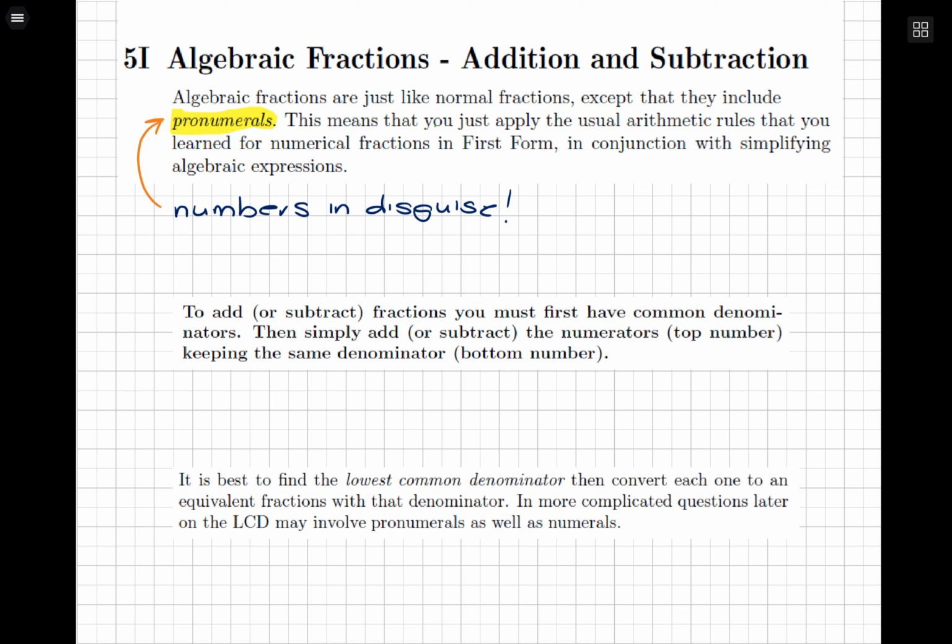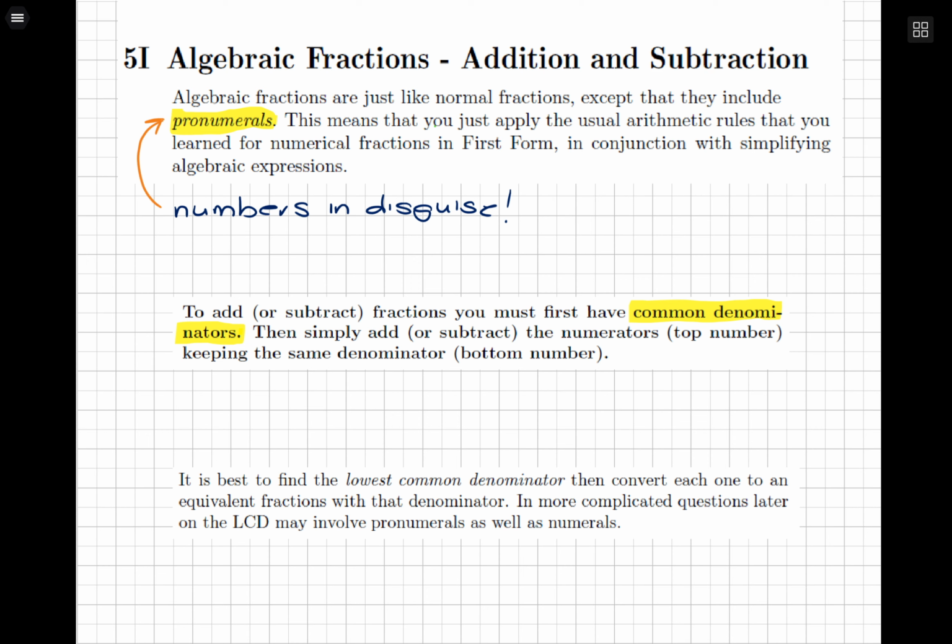The second paragraph says to add or subtract fractions, you must first have common denominators. They need to have the same value on the bottom of the fraction. They need to be talking about the same kind of fraction. And once you've got common denominators, you simply add or subtract the numerators, the top number, keeping the same denominator, the same bottom number.